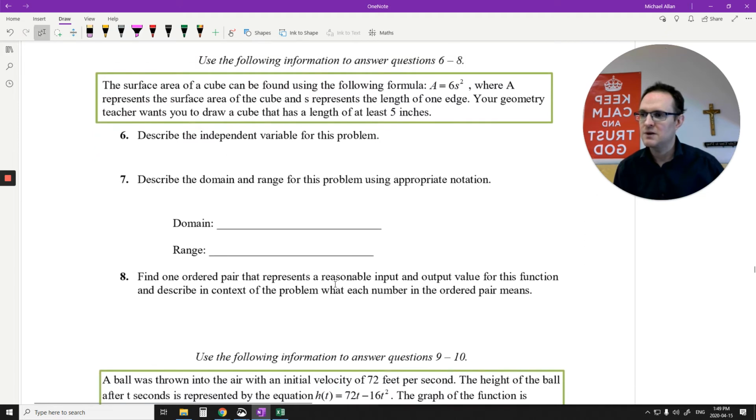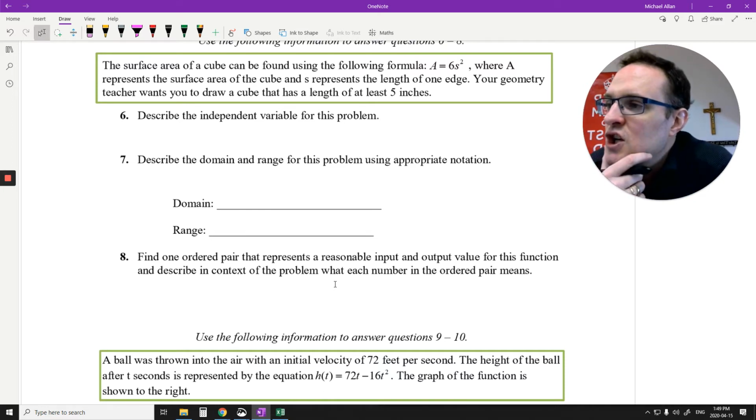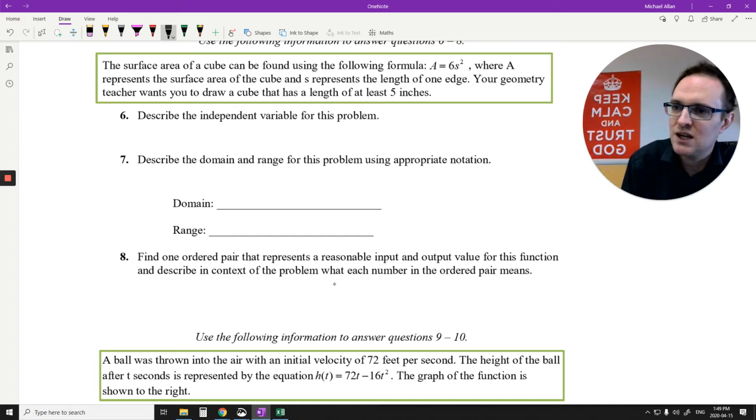Okay. Let's try these next ones out here. So we're going to use this information to solve the next few questions. The surface area of a cube is found by going 6s squared, where A is the surface area, and S is the side length of one of the sides of a cube. So I'm going to just draw a cube because I want to.